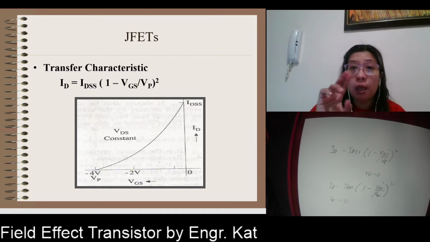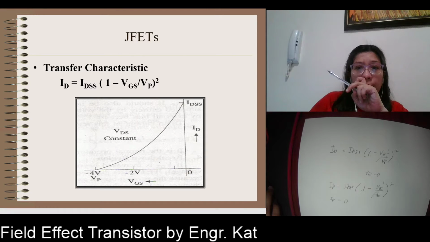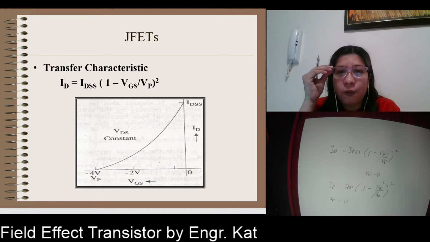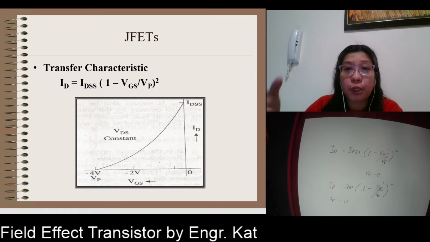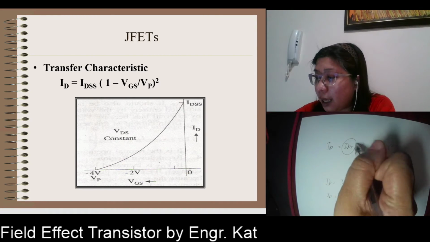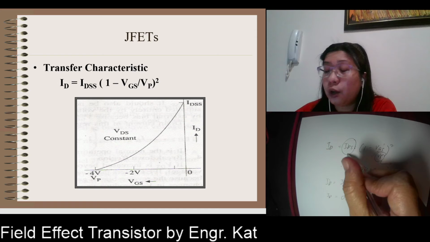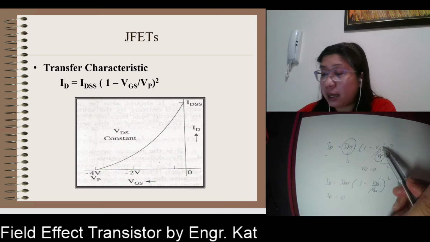So those are two important points to look at. This happens when your VGS is equal to 0, and this happens when your VGS is equal to your VP. Now, what is always given in the specification sheet? How can we draw the transfer characteristic curve? For a certain JFET, IDSS and VP are always constant. So therefore, we can only vary your ID upon varying your VGS.